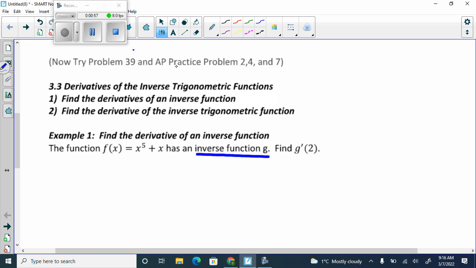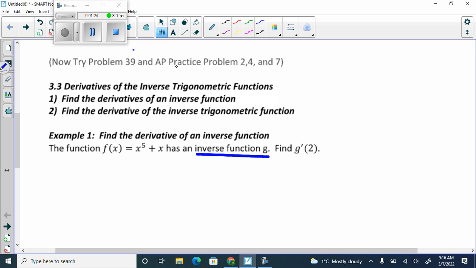So it's not saying find f prime of x, correct? Did it say that? No. It's just saying find g prime of 2. Well, I would have to have the inverse function first. Now, it's going to be a real ugly one to figure out because you're going to have y to the 5 plus y, and then you're going to have to do the derivative of that, which is awful and ugly. So there is a way to do inverse functions without having to actually find the inverse.